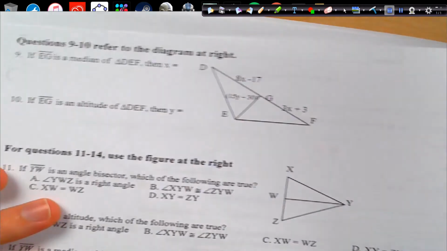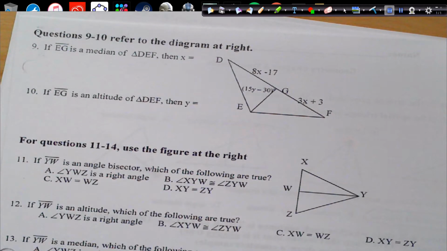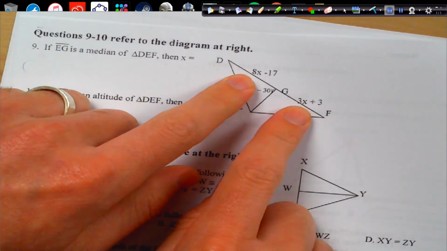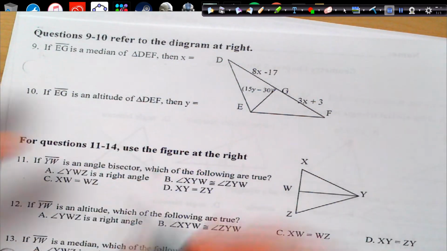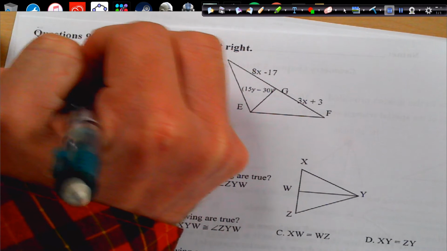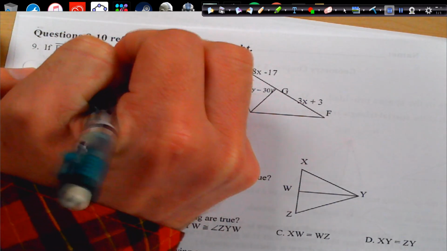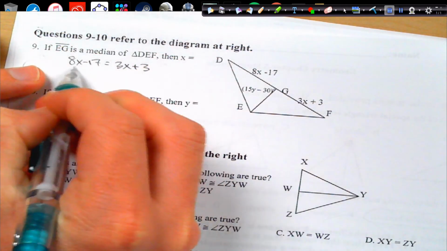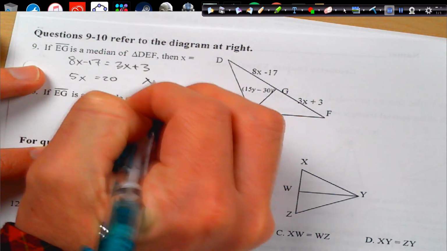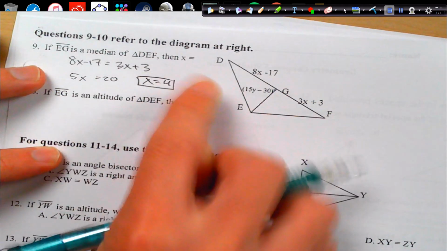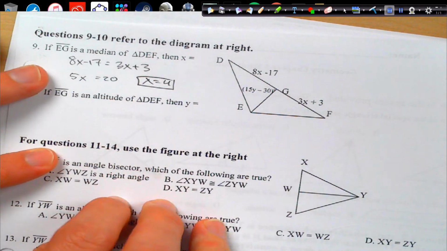Number 9. Refer to the diagram. EG is a median. If it's a median, we know it's cutting this into 2 congruent pieces. So that means we can solve for x by setting these 2 congruent to each other. 8x minus 17 equals 3x plus 3. I'm going to move the 3x over here to make 5x. Add 17 over here to make 20. x is going to equal 4. And all it had me do was find x, so we're good to go.